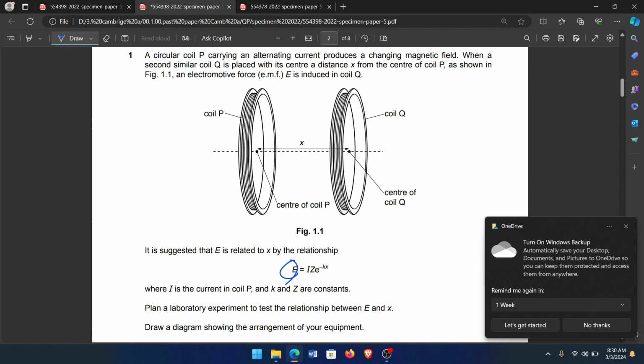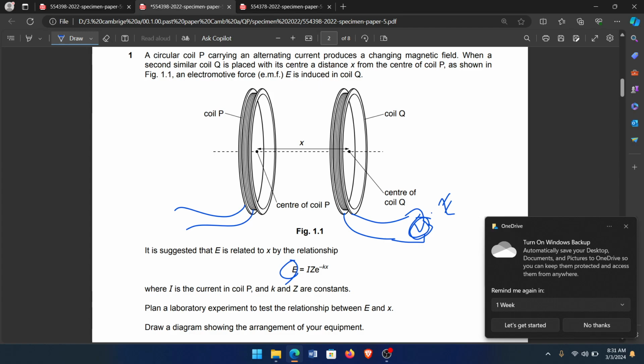You can use a CRO, or in this case, we need to use a CRO. You can use an AC voltmeter. If you add an AC voltmeter, it will record RMS voltage. So no problem, you'll get EMF in the form of RMS. Doesn't matter.